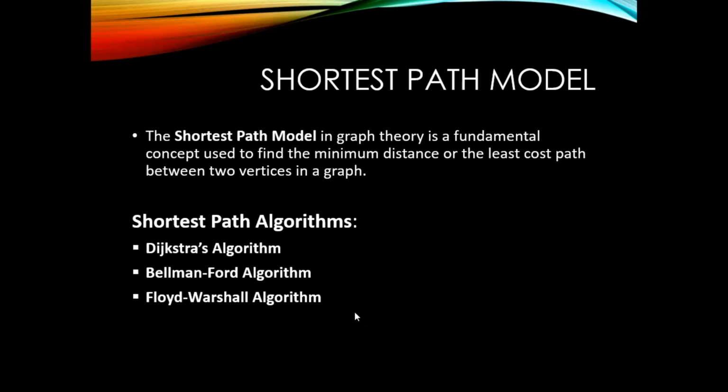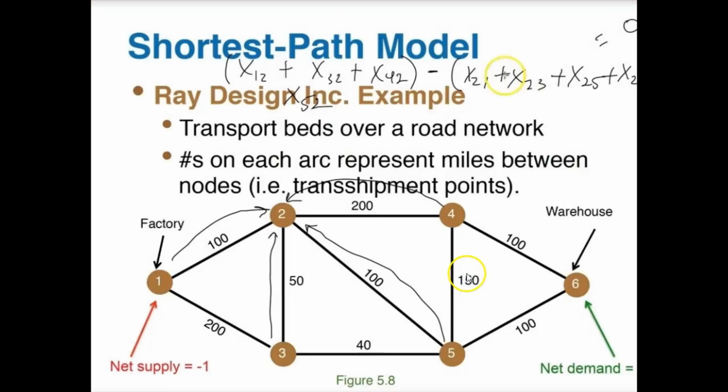The shortest path model is just a concept that helps us to find the minimum distance, or at least the minimum cost path between two vertices in a graph. It is as simple as that. This model is quite important, and there are a lot of algorithms that are used to find the shortest path. We have Dijkstra's algorithm, we have the Bellman-Ford algorithm, we have the Floyd-Warshall algorithm. So this is just an overview. There's a whole lot in each of these models.